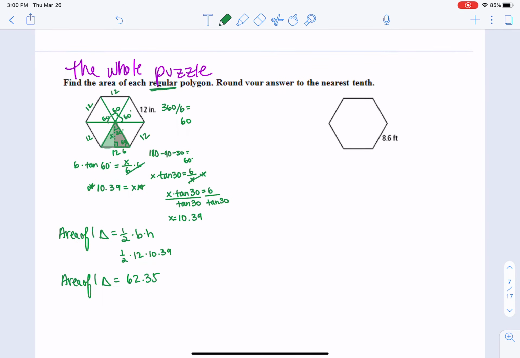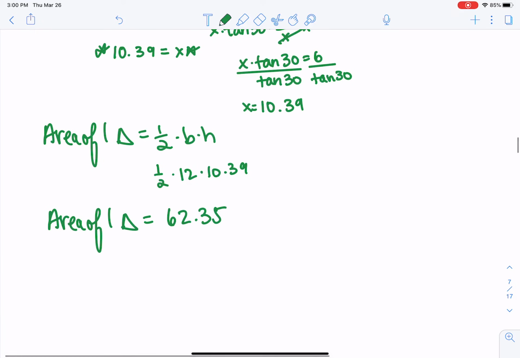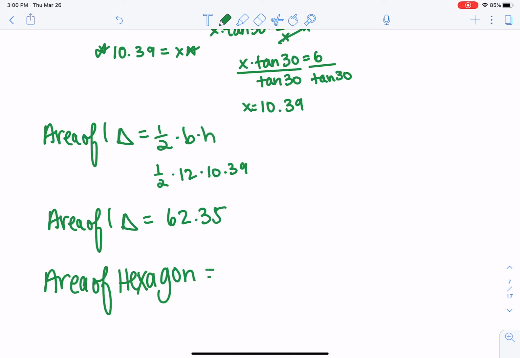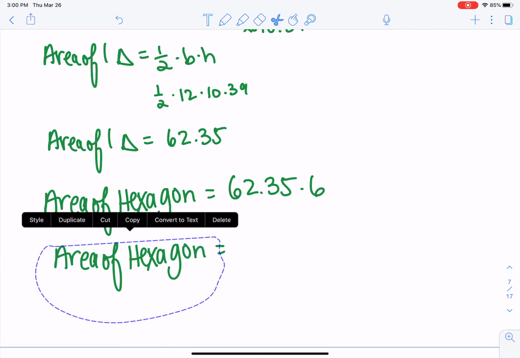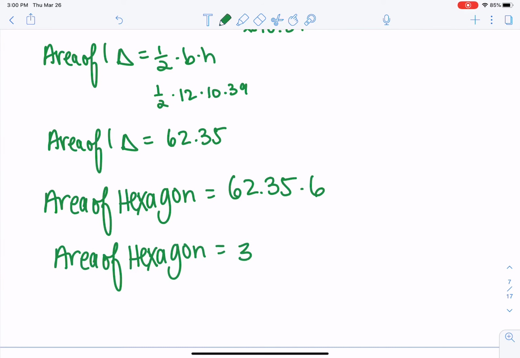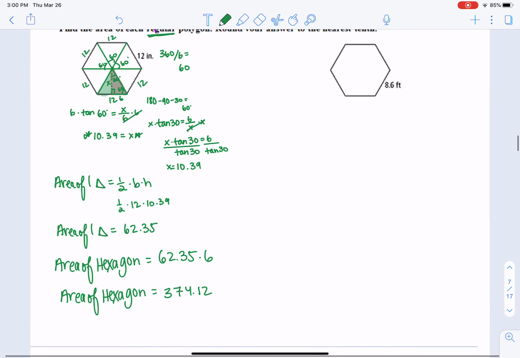It looks like we have a hexagon. So the area of the hexagon is going to be that 62.35 times all 6 triangles, which will give me a total of 374.12, or 374.